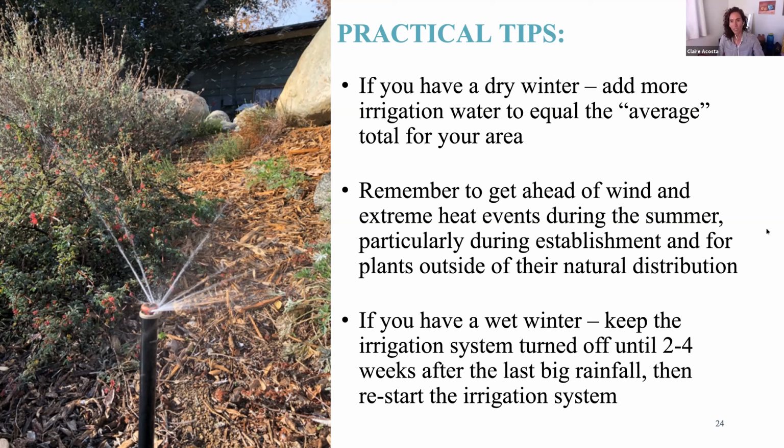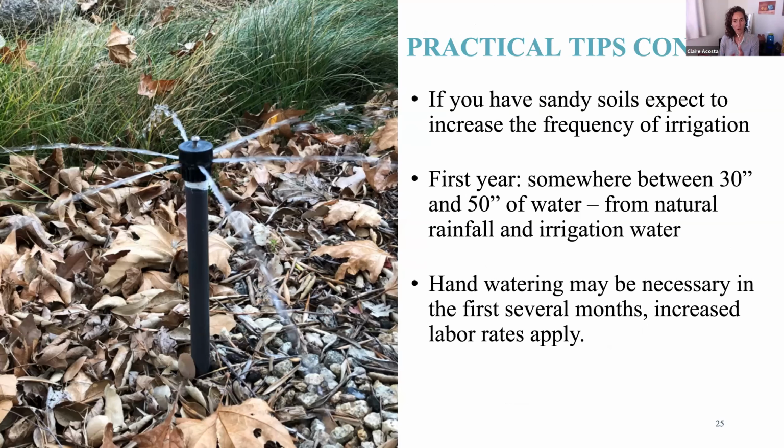Practical tips continued. A lot of these things I've already said, but if you have sandy soils, expect to increase the frequency of irrigation. We've gone over this, but the sandier it is, the faster it drains. So you might have to add like 20% more water than in a different garden. So just expect that. The first year, somewhere between 30 and 50 inches of water from natural rainfall and irrigation water. So we're talking about that 15 from rainfall and potentially 15 in the summer.